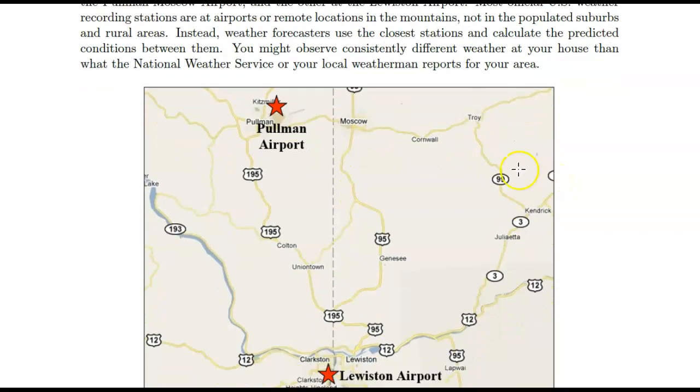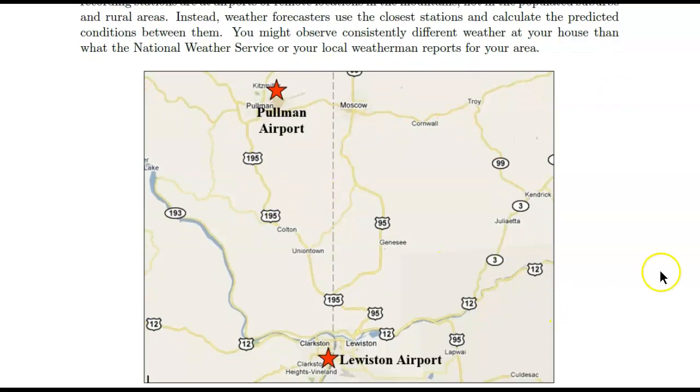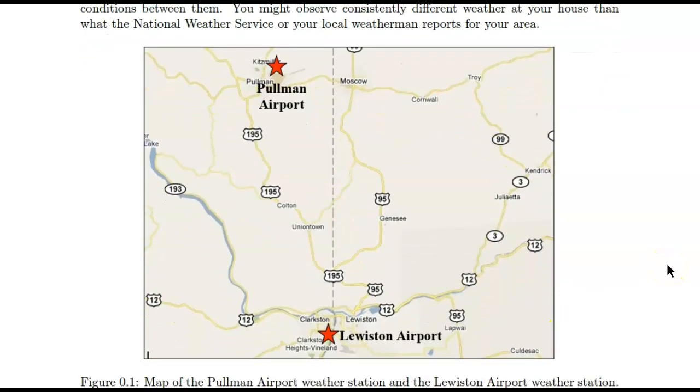You might observe consistently different weather at your house than what the National Weather Service or your local weatherman reports for your area. And again, this has to do with the location where their recording station is.